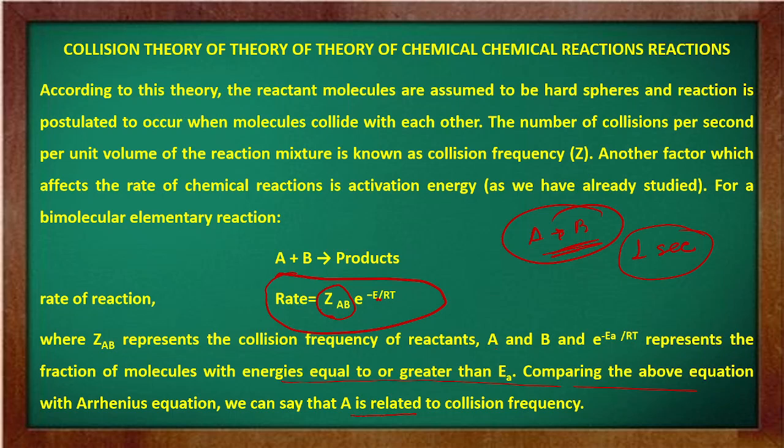If you see the Arrhenius equation that we came to know, in place of your ZAB, you had your A. It was k is equal to A e to the power minus Ea by RT. So if we compare these two, here this is A and here this is ZAB. That means, if we have to compare any rate equation, the Arrhenius factor is your collision frequency.